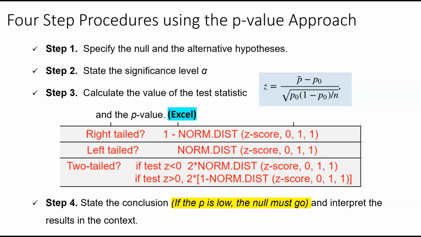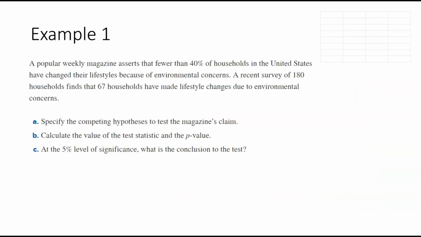So this is the deal. We're going to do the null and alternative. We're going to make sure we have our alpha, calculate this test statistic using this data here. Then we're going to use Excel, and we've actually seen this before. And then if the p is low, the null must go, and interpret in the context.